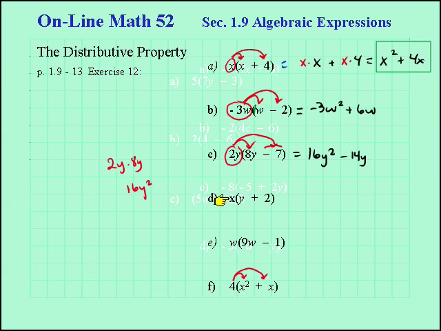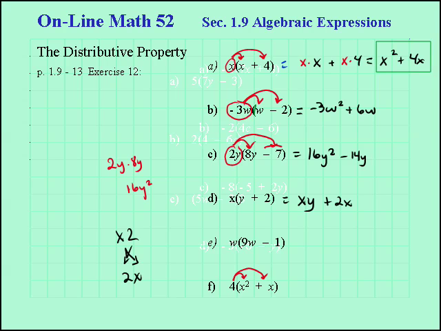Okay? Here, let's distribute x times y. Now, it's not going to be x squared, or even y squared, or anything. It's just x times y, xy. And x times a positive 2. x times y is xy. x times 2, I don't want to write it as x2. It's much better if we write it as 2x. That's the form that we're more familiar with.